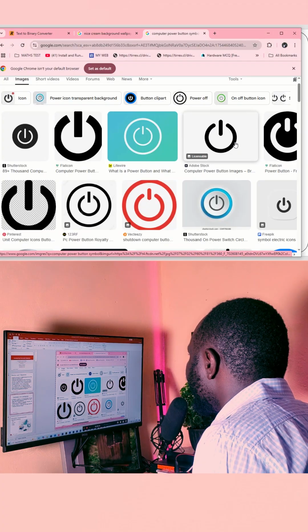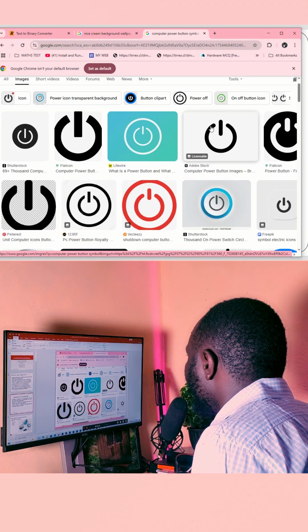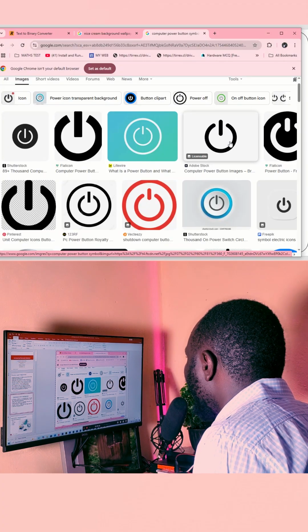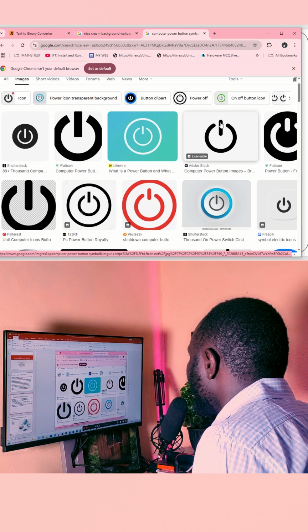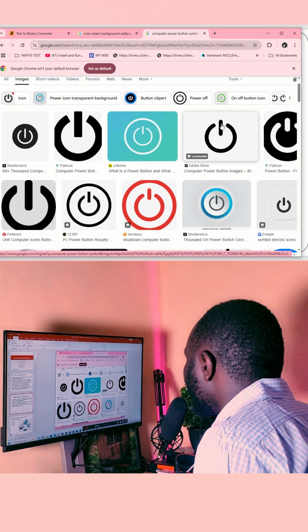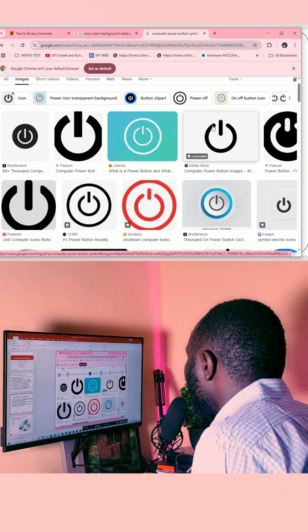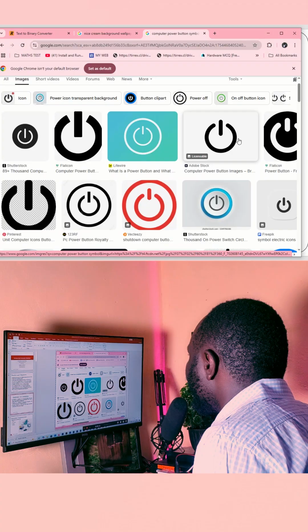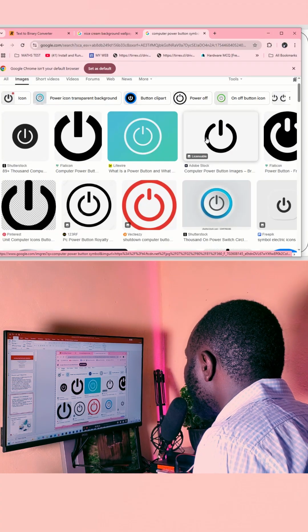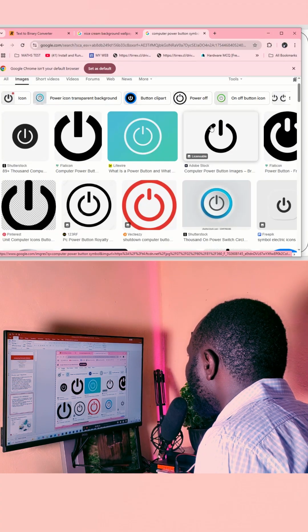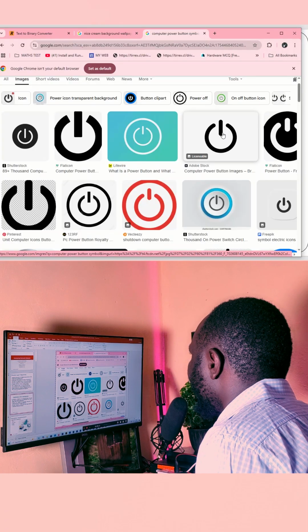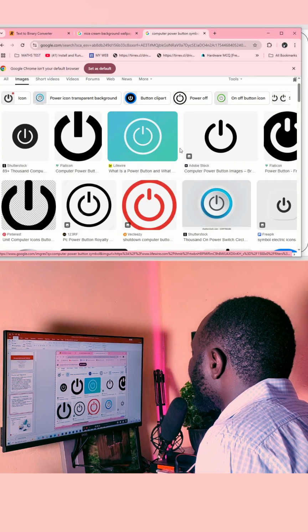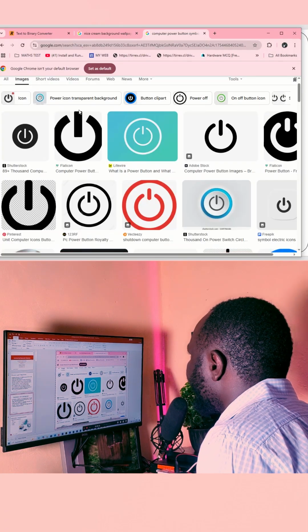This is actually a 0 and a 1, meaning that you can use this same button to power on the device, which is the 1, representing electricity is on. You can use the same button to power it off, which is a 0, meaning electricity is off. That is what this symbol represents. This is a 0 and a 1. And that is how a computer operates.